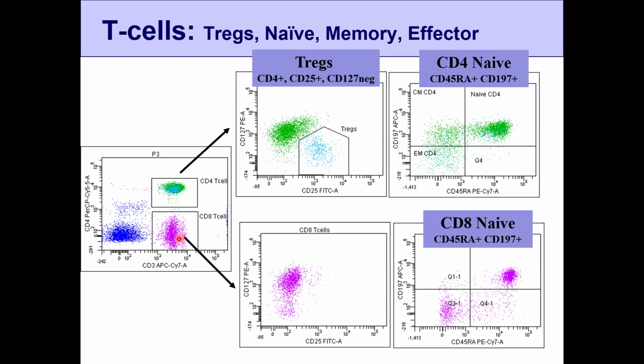In your CD3 cells, these are your CD4 cells and these are your CD8 cells. And then they differentiate this CD4 into Treg, naive CD4. So basically you get your name. So these are your memory markers.